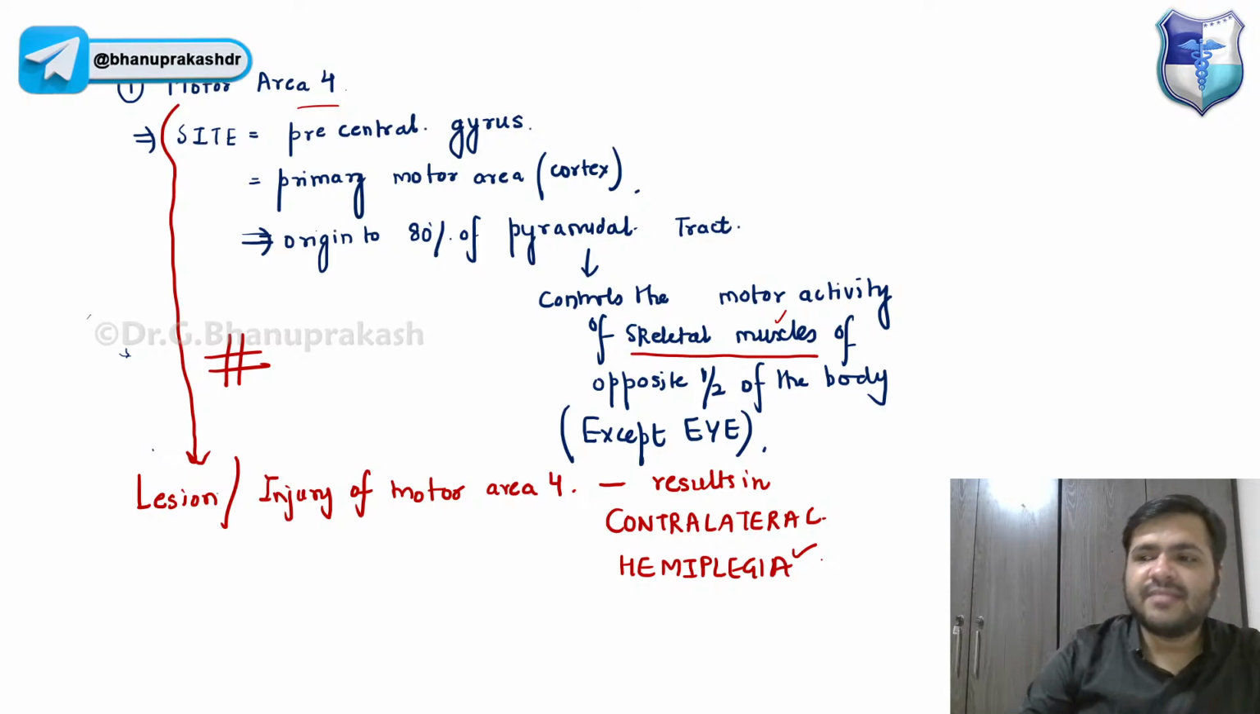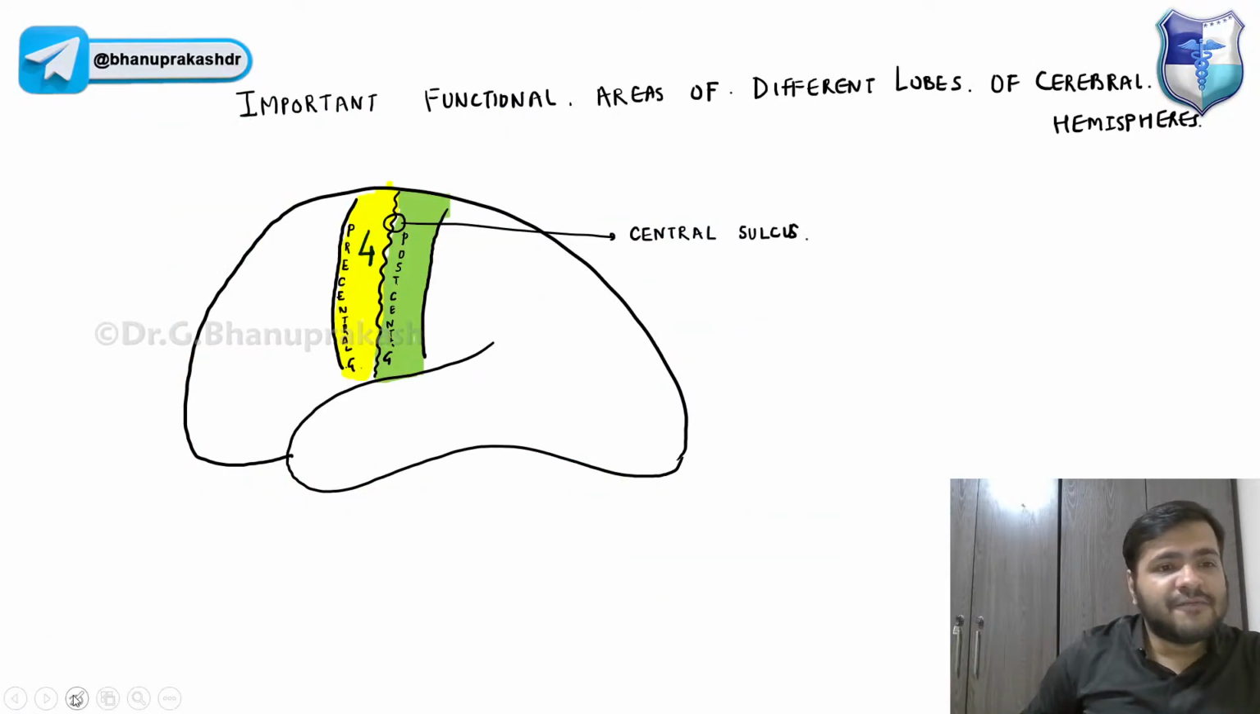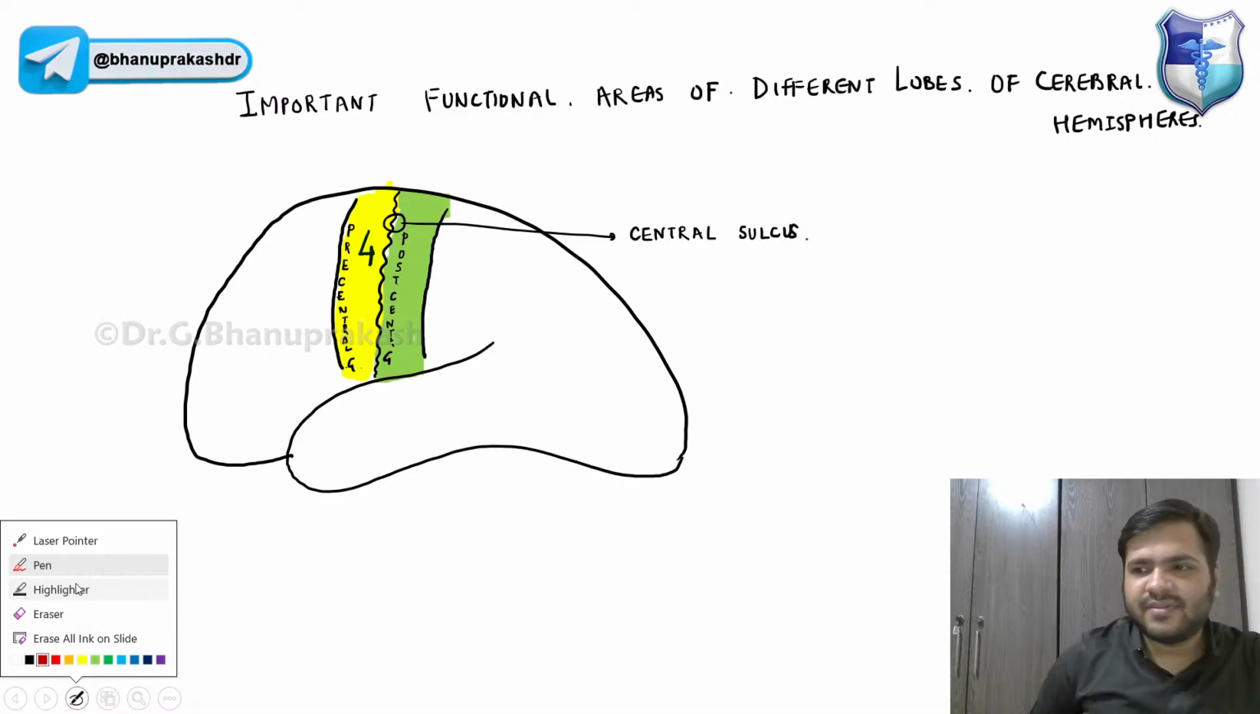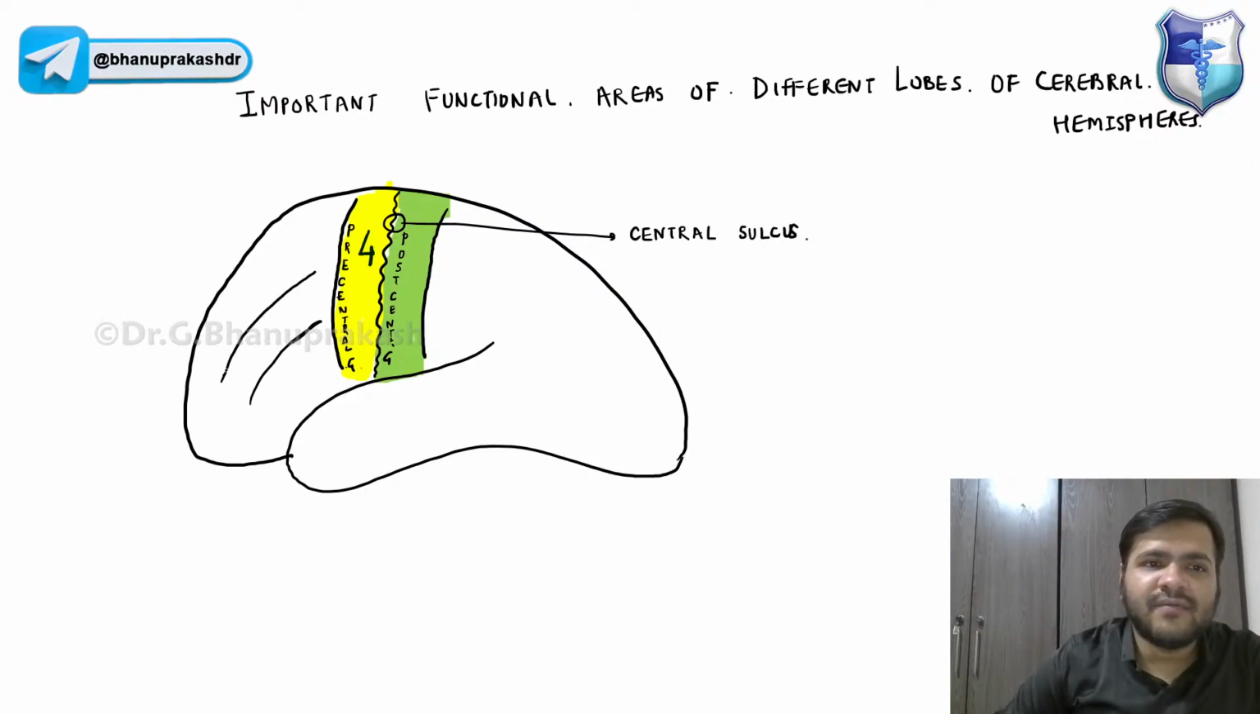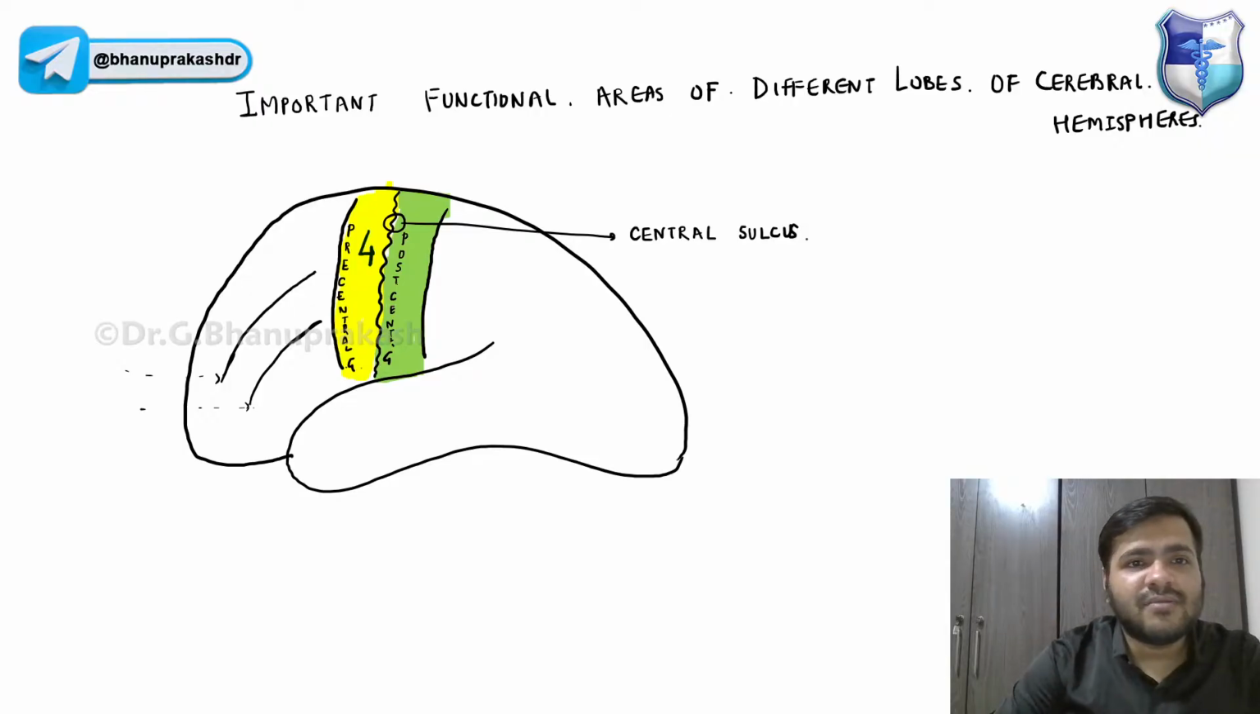Now let us discuss an area which is in front of this precentral gyrus. Over here, guys, you already know we have the superior... Which sulcus are these? Can anyone tell me the name of the two sulcus which I have drawn right now? The superior frontal sulcus and the middle frontal sulcus, right? They are just in front of this motor area 4 or the precentral gyrus.